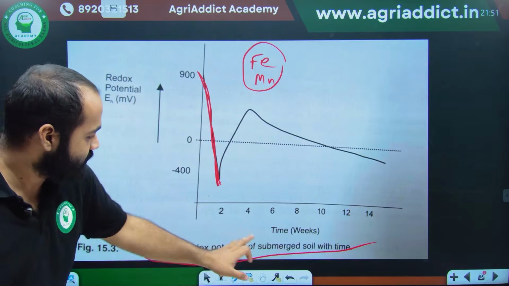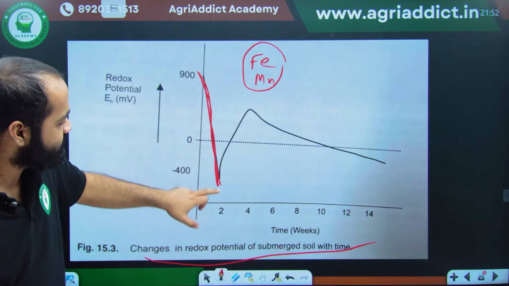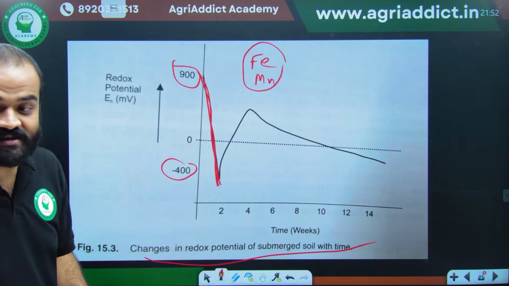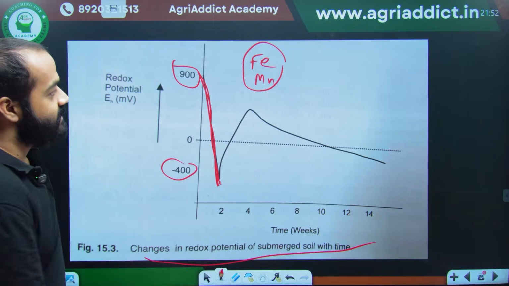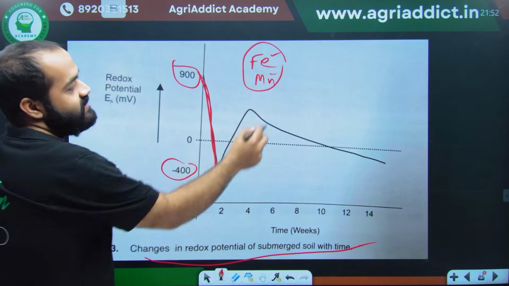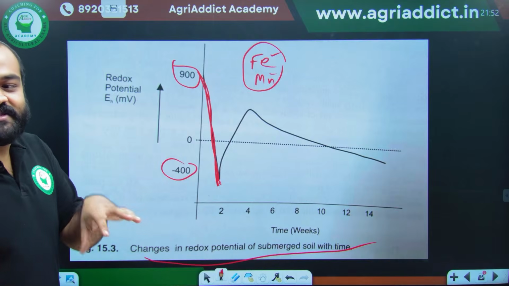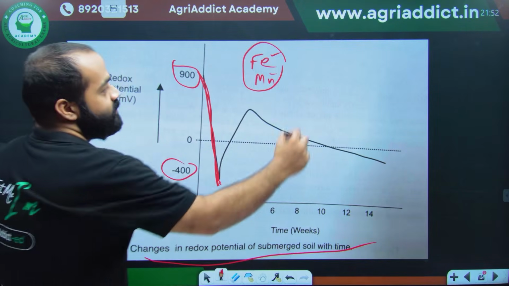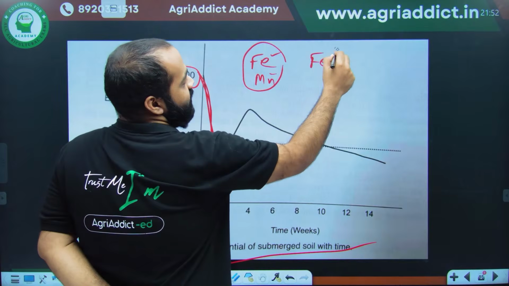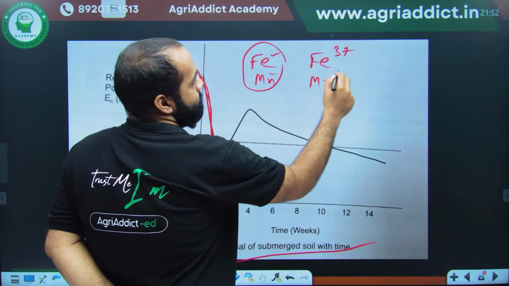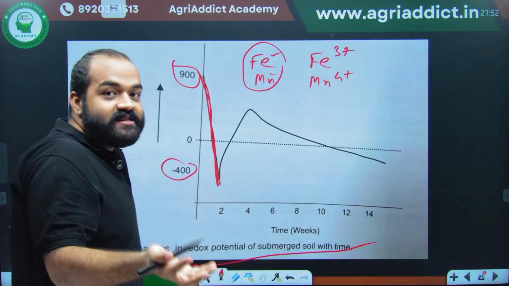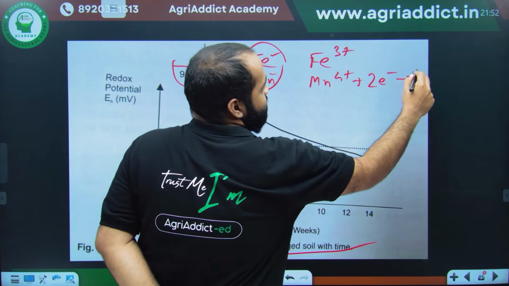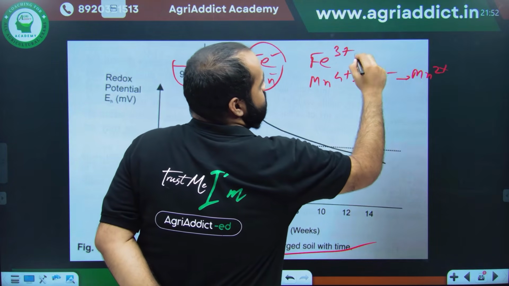This you can see, this is the time in about 2 weeks after submergence. In 2 weeks you can see from 900 millivolt it falls to almost minus 400. Then what happens, then these iron, manganese, all these start to become active and mobilize their poise capacity. इसका मतलब क्या है, जितना भी oxidized था, now they will start accepting the electrons, and they will get reduced.